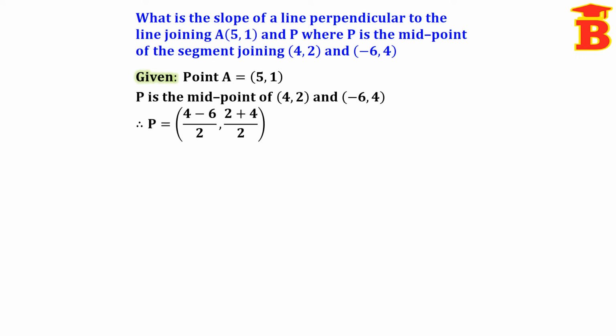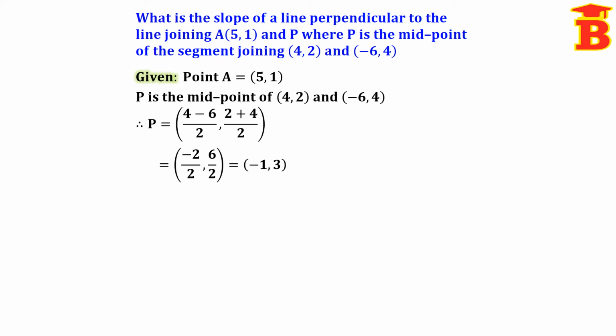Midpoint means add the numbers divided by 2. So therefore P equal to add the first numbers 4 minus 6 divided by 2, comma add the second numbers 2 plus 4 divided by 2. So this is equal to minus 2 by 2, comma 6 by 2, which is equal to minus 1, 3. So this is the second point.